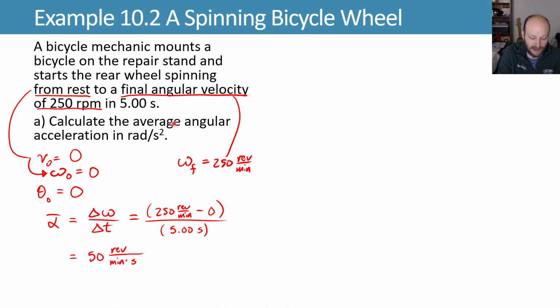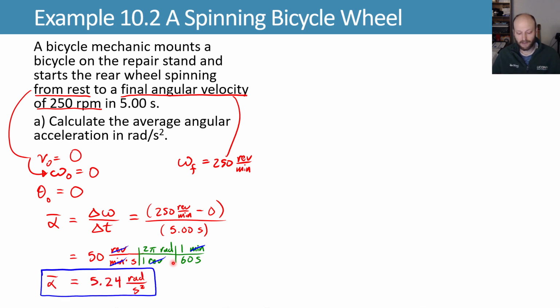It says that we want it in radians per second squared. We have to do a unit conversion of revolutions to radians to make this work, and minutes to seconds to make this work. This is going to be a common unit conversion that you're doing here, so get used to it. To get from revolutions to radians, it's a 2 pi ratio, and to get from minutes to seconds, it's 60 seconds. We can then cancel out the revolutions and cancel out the minutes, and we're left with an answer in radians per second squared of 5.24 radians per second squared as our average angular acceleration.